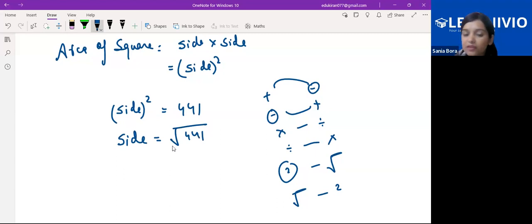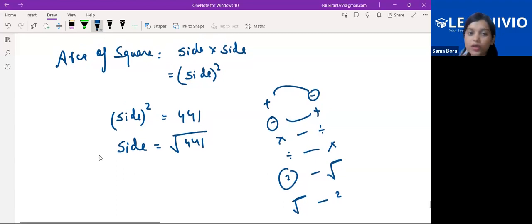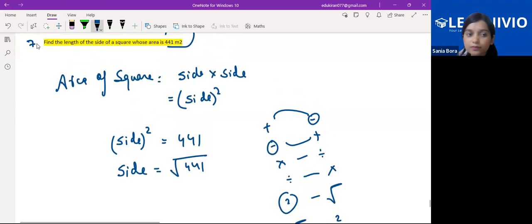Yes, ma'am. Everybody knows this, right? You have two methods. One is the long division method, which I already taught you, and one is the prime factorization method. So it's your choice. How do you want to do it? So everybody, this is question number 7. Quickly write it down and then find me the answer.